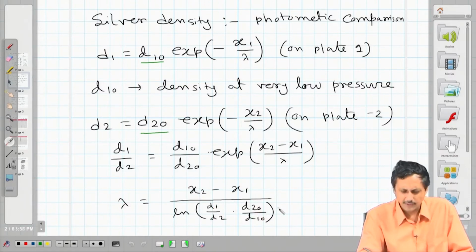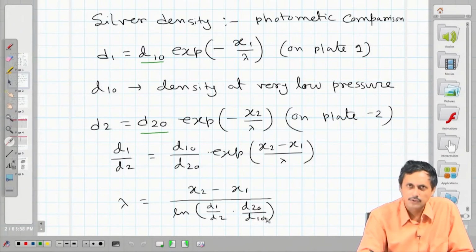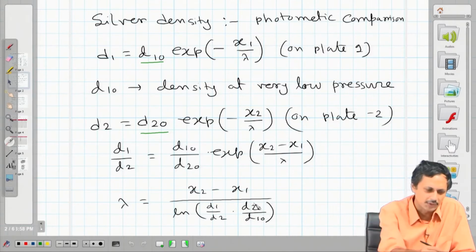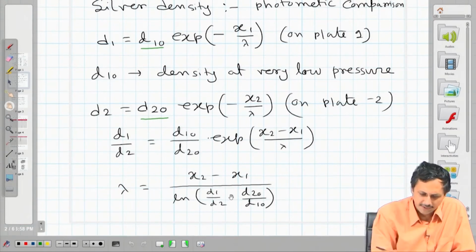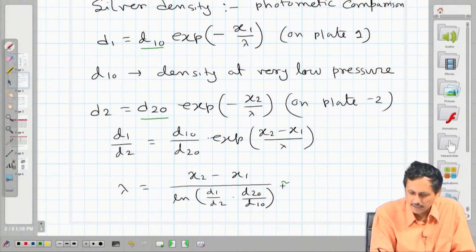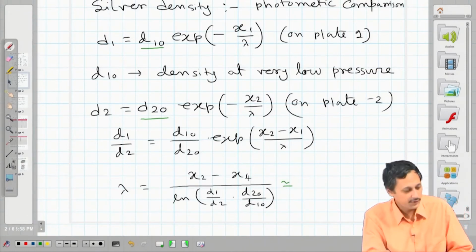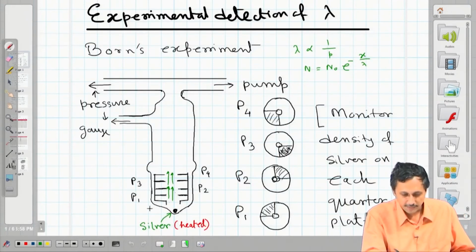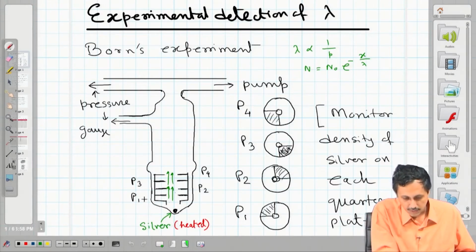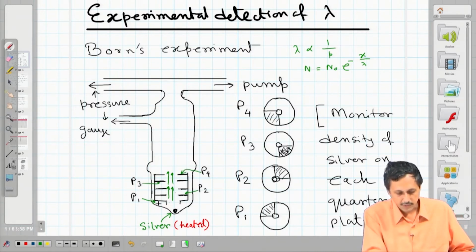Now, as I already mentioned, D10 and D20 in an ideal condition, or rather even in an experimental condition, are almost identical to each other. So, we might as well write this as x2 minus x1, if we just look at the two extreme plates. This is P1, P2, P3 here and P4 here. If I look at P1 and P4, then the separation is 1 centimeter, but anyway let us not worry about that.